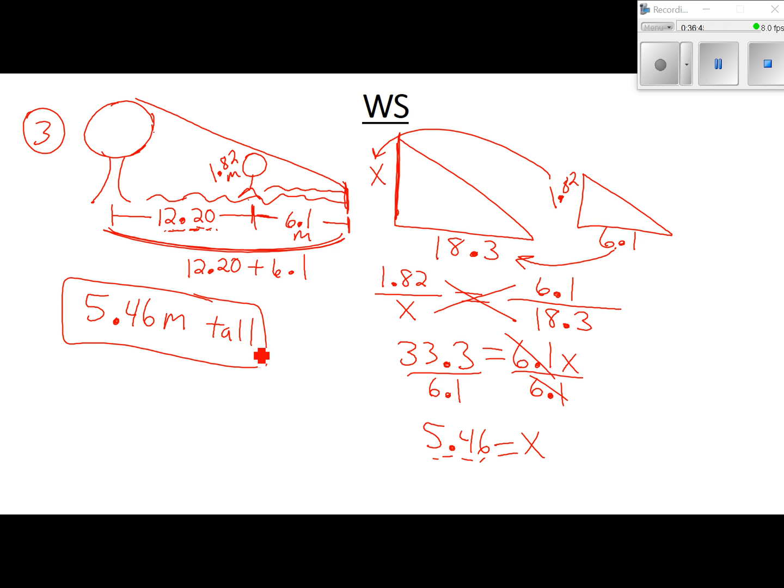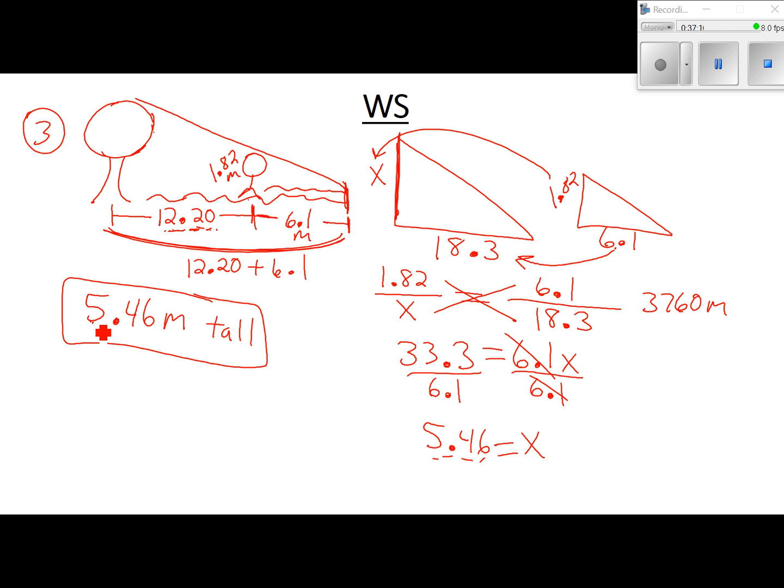Make sure that your answer makes sense. If you're coming up with a tree that's something like 3,760 meters tall, it's probably not going to make much sense because there are no trees in the world that are that tall. 5.46, if you're not sure about the metric system, if you're not sure about meters, just know each meter is about 3 feet.